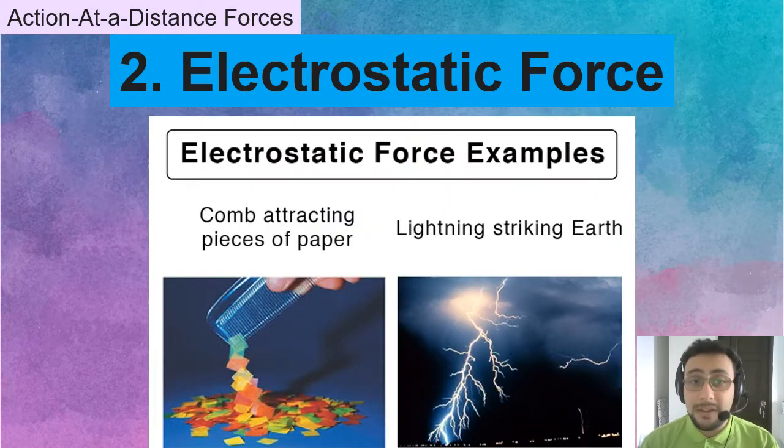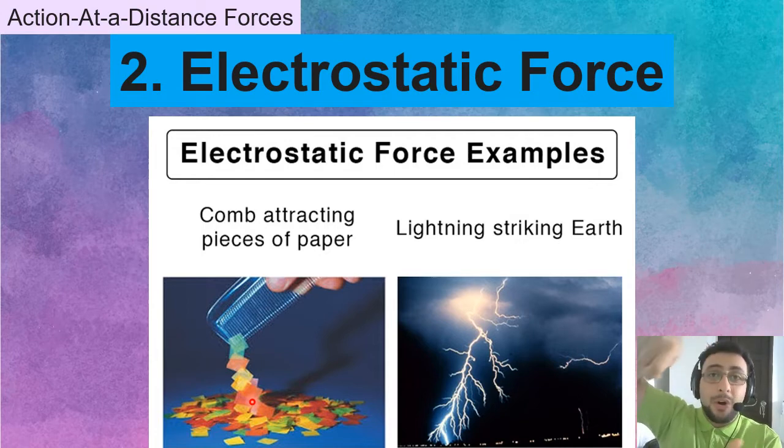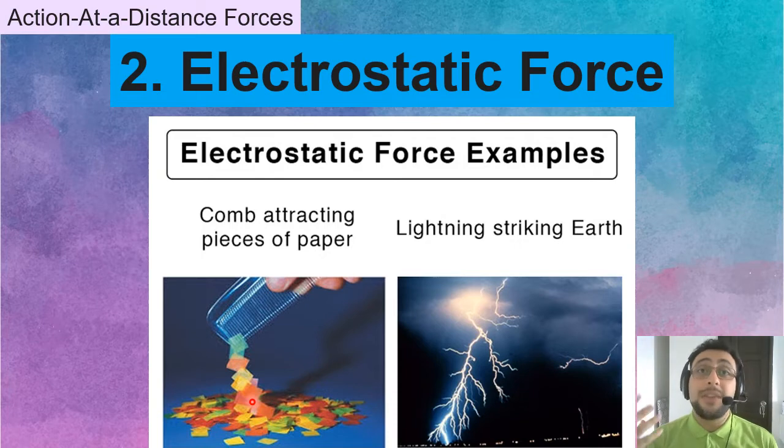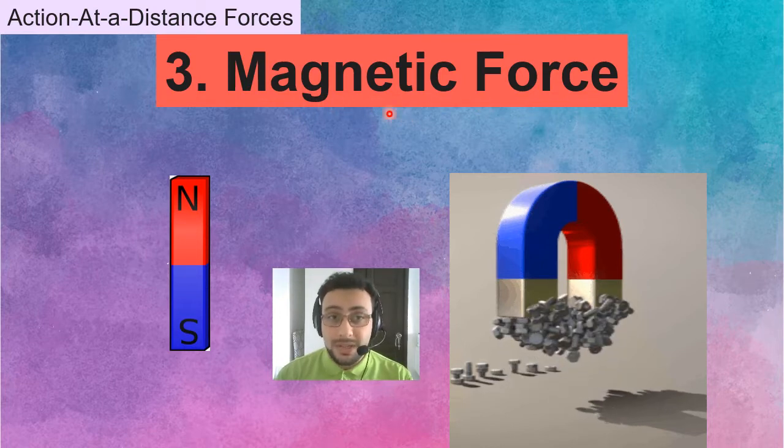Now, electrostatic force examples are, for example, the comb attracting pieces of paper. You see, when you have a plastic comb and you have small pieces of paper, if you rub the comb on your hair, it's going to attract all the pieces of paper because of electrostatic force. Also, lightning striking Earth is because of electrostatic force. So remember, now we're going to talk about magnetic force.